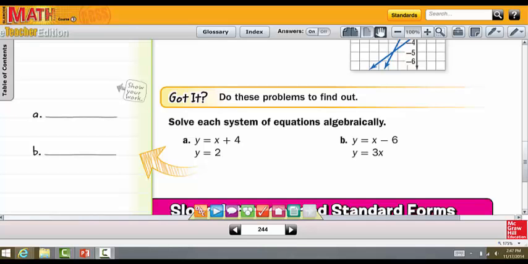Here are your solutions to 3-8, the letter problems. We'll start with letter A. We have two equations, y equals x plus 4 and also y equals 2.